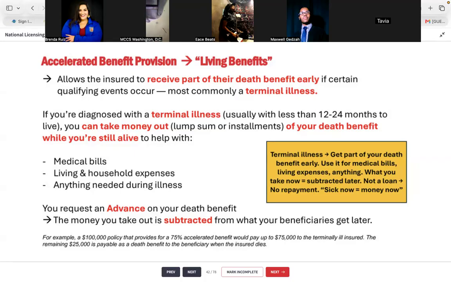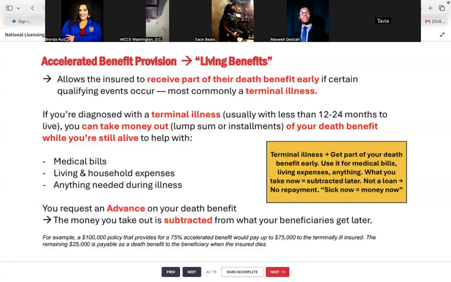Okay, now, if you are diagnosed with a terminal illness, the terminal illness has special requirements. It'll say you have to have a lifespan projected to only be within the next 12 to 24 months. Okay. In a critical injury, they'll say, hey, you have to be unable to perform two of these six daily living activities. There are stipulations, but they'll tell you what has to happen in order for you to receive this benefit. Now, what happens is you can take money out of your policy, out of your death benefit, to make sure that you are staying comfortable while you're still alive.